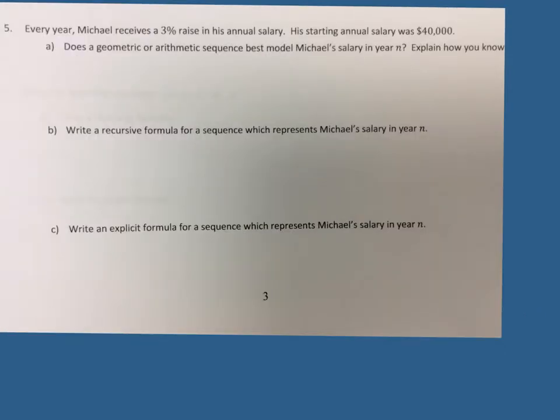Okay, so let's take a look at number 5. It says, every year Michael receives a 3% raise in his annual salary. His starting salary was $40,000. Okay, so part A. Does a geometric or arithmetic sequence best model Michael's salary in year n? And explain how you know. All right, well here, this would be a geometric. And the reason it would be a geometric is because an arithmetic would go up by a constant amount. This right here is going up by a percentage, right, 3% of itself. So when something goes up by a percent like that, it would be geometric. All right, so geometric.